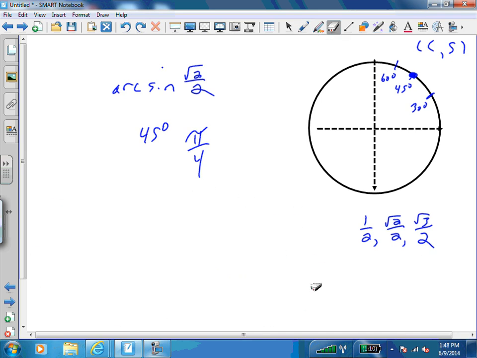So I'm not going to go over a lot of these. They're going to give you several problems where they just ask you to do something like this, just to have you recall how the inverse functions work. They give you a ratio. You find the angle in the appropriate range that has that particular ratio.